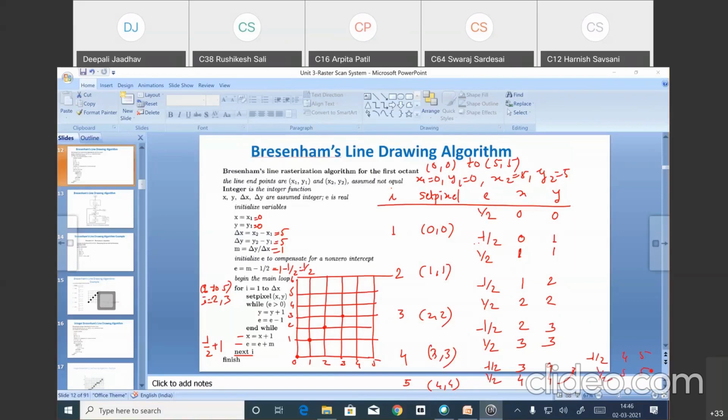But now what happens? i is equal to 5 is already finished, so it comes out of the loop and it finishes here. The last pixel drawn is 4 comma 4. Then I draw the line from here. The last pixel 5 comma 5 is not activated. Why? Because the loop is from 1 to delta x. If you want to activate 5 comma 5, simply change it from 0 to delta x.